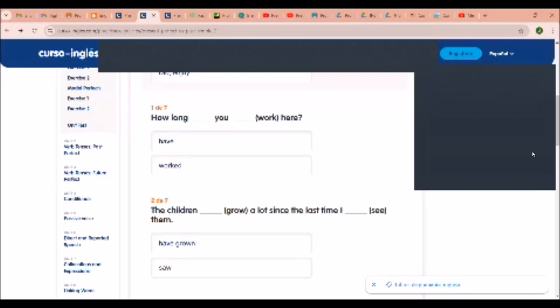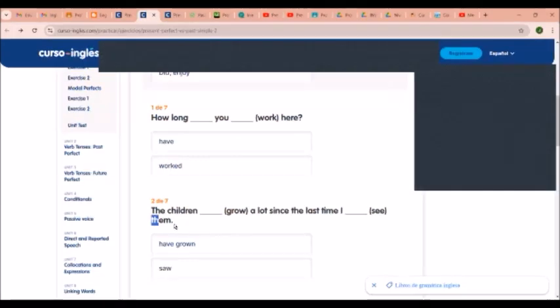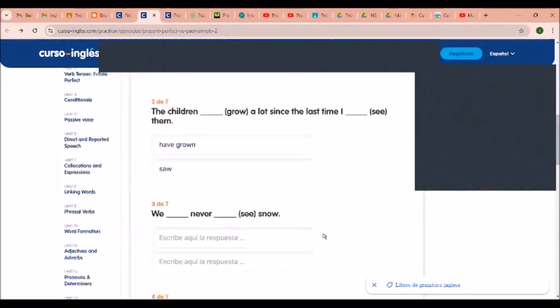Repeat. The children have grown a lot since the last time I saw them. I saw them. One more time. The children have grown a lot since the last time I saw them. Good. All right. Let's go to number 3.